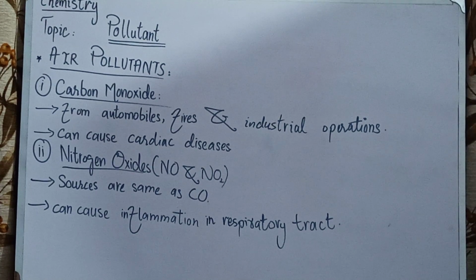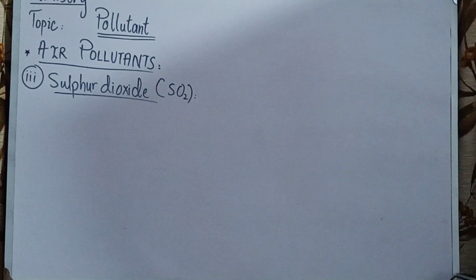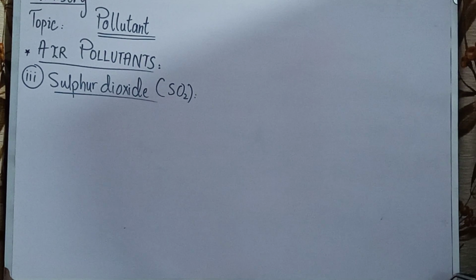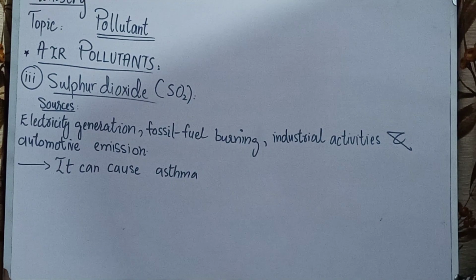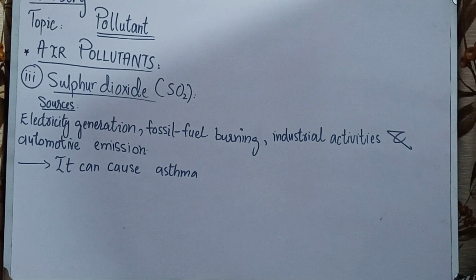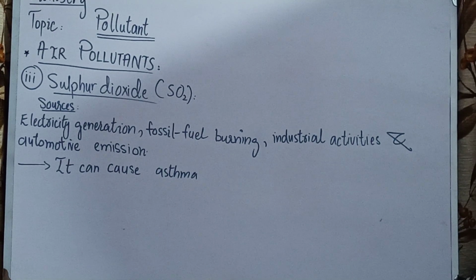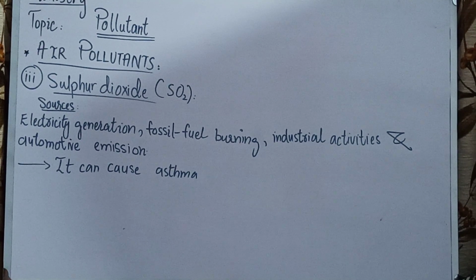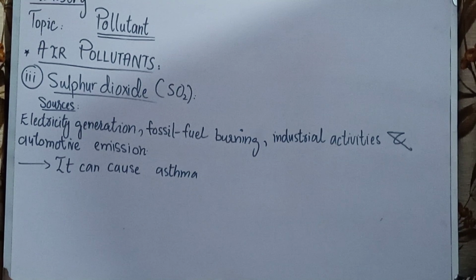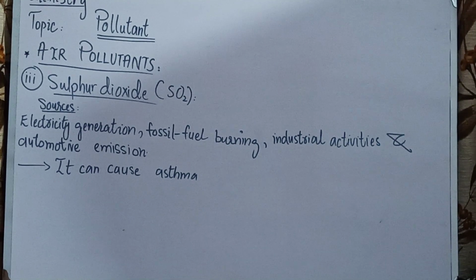Now the third gas is sulfur dioxide. The sources of sulfur dioxide are electricity generation, fossil fuel burning, industrial activities, and automotive emissions. Sulfur dioxide can cause breathing problems, asthma, and heart problems. We will discuss particulate matter in the end of this lecture.